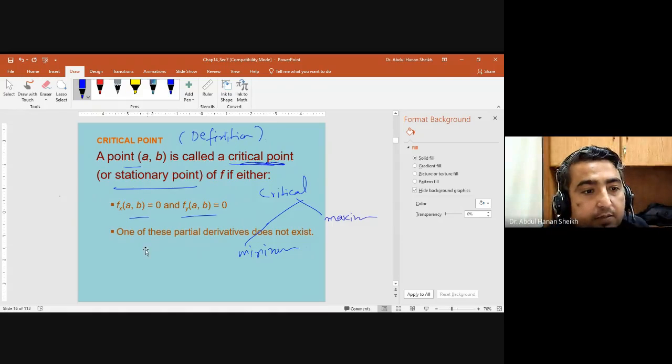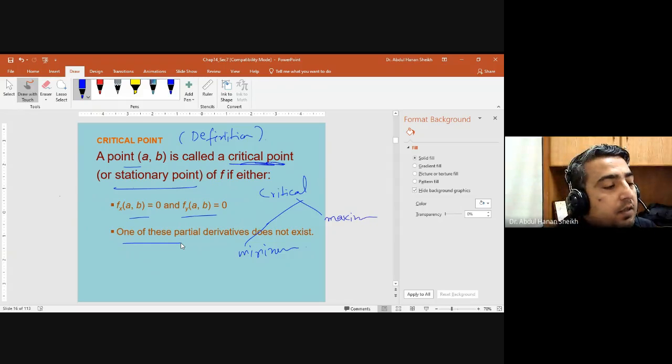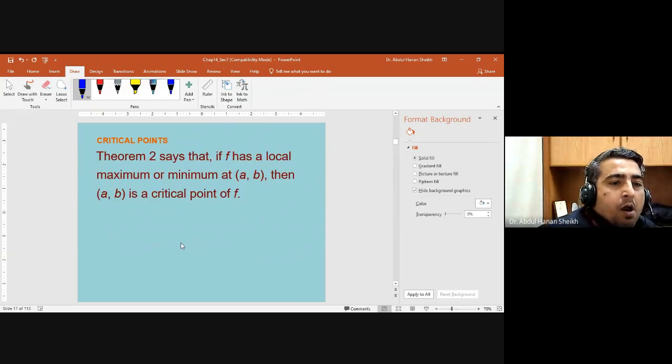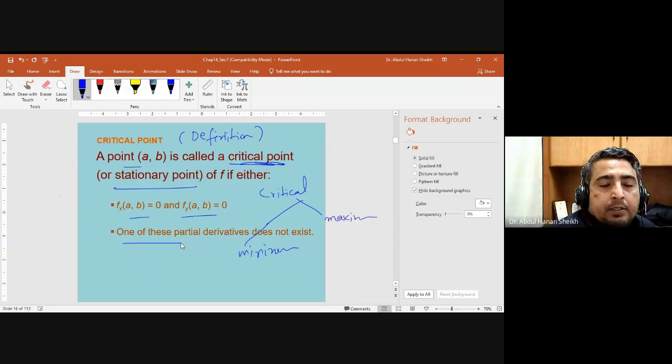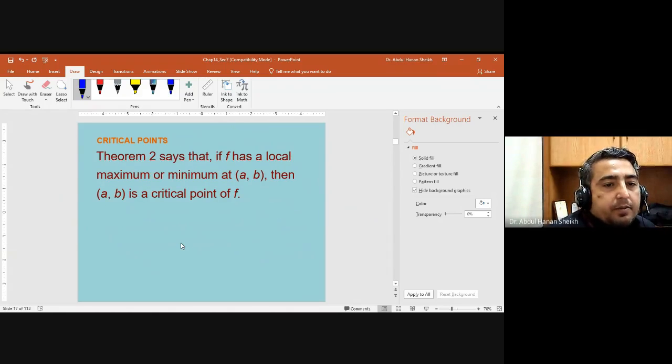There is another case. The point is also a critical point if one of the derivatives doesn't exist. It means the tangent in one direction is okay, parallel to the x-axis, but the tangent in the y direction does not exist, so it's infinite or like this. So in that case also, that point is called a critical point. But that point can be taken as a local maxima or minima.